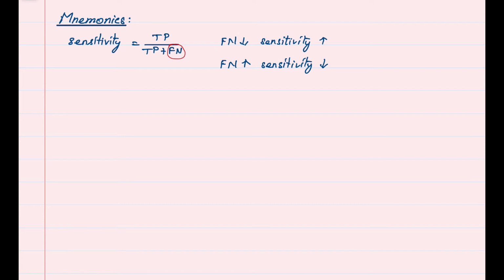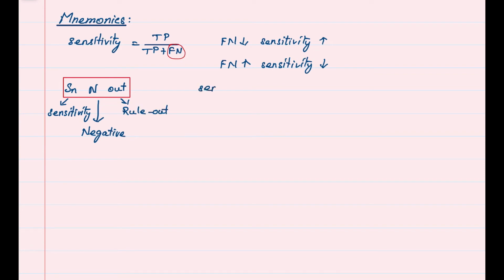So, if the denominator is smaller, the answer will be greater. The mnemonic used for sensitivity is SNOUT. SN, N, out. SN stands for sensitivity and N for negative result and out for rule out the disease. If sensitivity is 100%, say, that means FN should be 0. If FN is 0, there are no false negative results. So, all negative results are true negative.